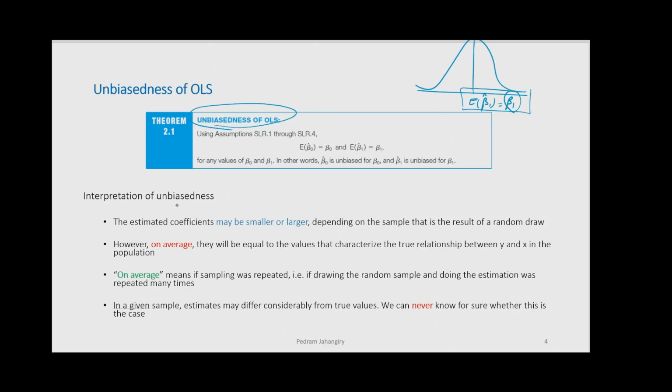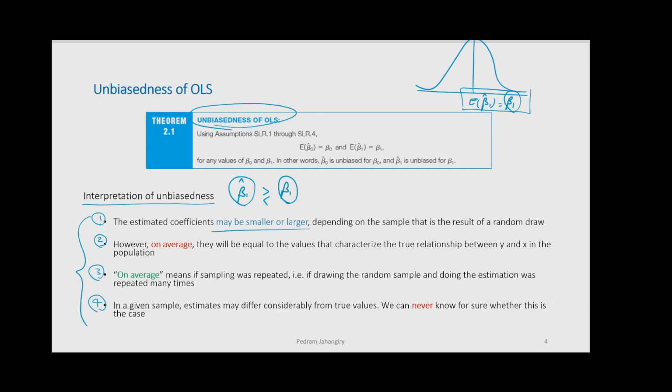Then we talked about the interpretation of unbiasedness. This is very important. Every single bullet point is important, and there's a good chance that you will see them on the exam. The first one: the estimated coefficients may be smaller or larger depending on the sample that is the result of the random draw. So the beta hat that you calculate from the one sample you're given can be greater or smaller than beta 1, your target. Remember, on average they're equal: in expected value, beta hat 1 is equal to beta 1. But for any specific sample, we have no idea.